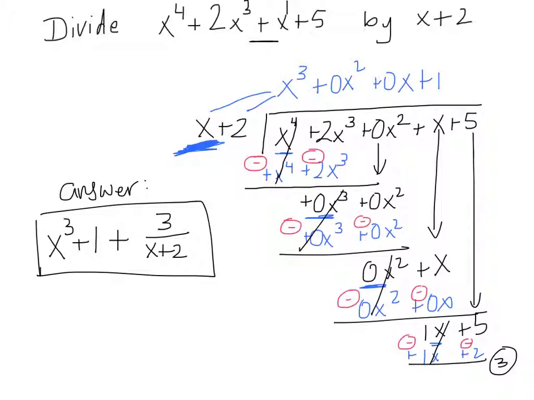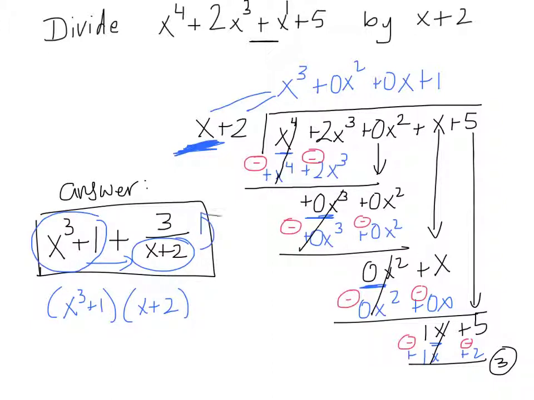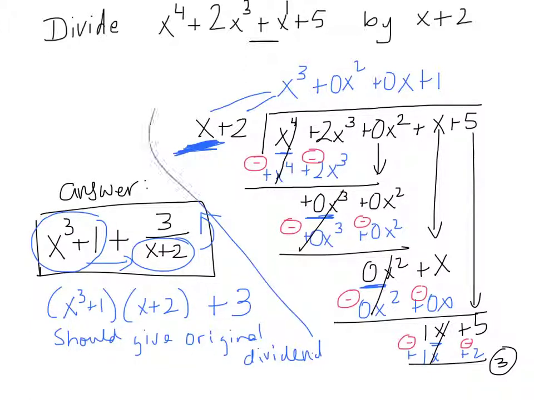If you want to check, the way you would check is by multiplying x cubed times x plus 2, so doing a double distribution there. Sorry, x cubed plus 1 times x plus 2. And once you're done with your double distribution, you then add that number at the end. This should give the original dividend. That right there.